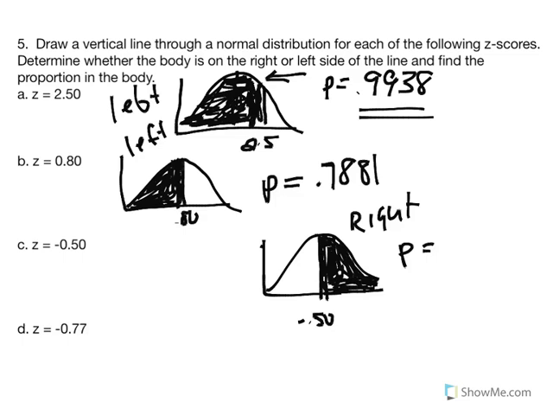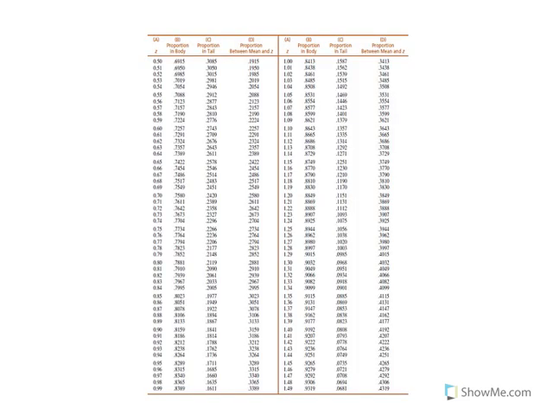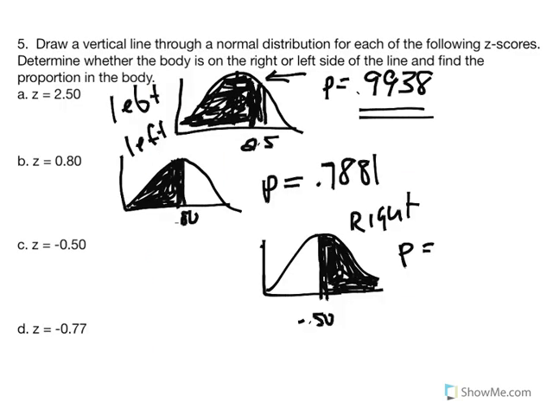So let's go to our unit normal table. In our unit normal table, again, we utilize column A to find our z-score, and up at the top is the area in the body, or the proportion in the body, which is 0.6915. So let's go back to our problem. Using our unit normal table, we found that the probability of obtaining a z-score greater than negative 0.5 is 0.6915, or there's a 69.15% chance that we would select a score that corresponds to a z-score of negative 0.5 or greater.